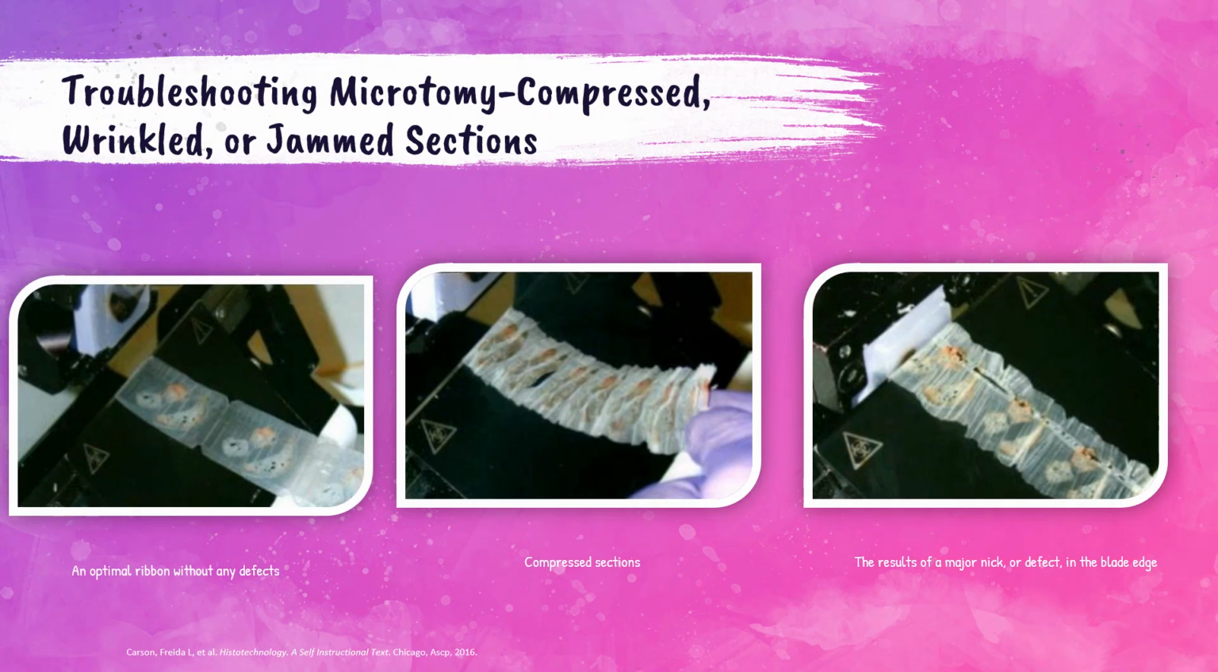The photo on the far left-hand side of this slide shows a perfect ribbon. No defects are present within this ribbon. It looks great. That should be what we're shooting for, that far left picture. The photo in the middle of the slide shows compressed sections in a ribbon, and the photo on the far right-hand side of the slide shows what a major nick in the knife edge can cause in a ribbon.